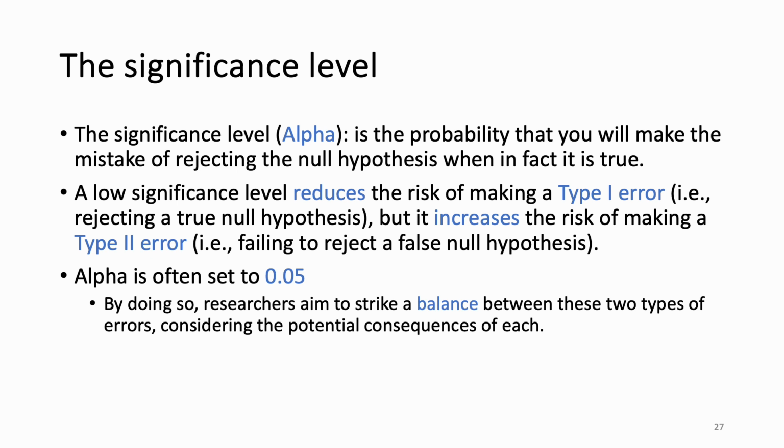And conventionally, alpha is often set to 0.05. So researchers do that when they conduct empirical studies. And the aim is to have a balance between these two types of errors, so you don't commit a type 1 error and you don't commit a type 2 error.